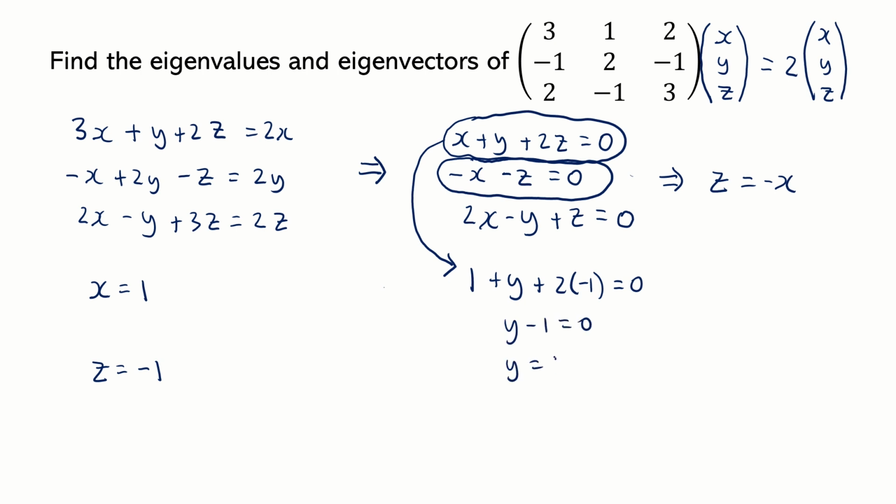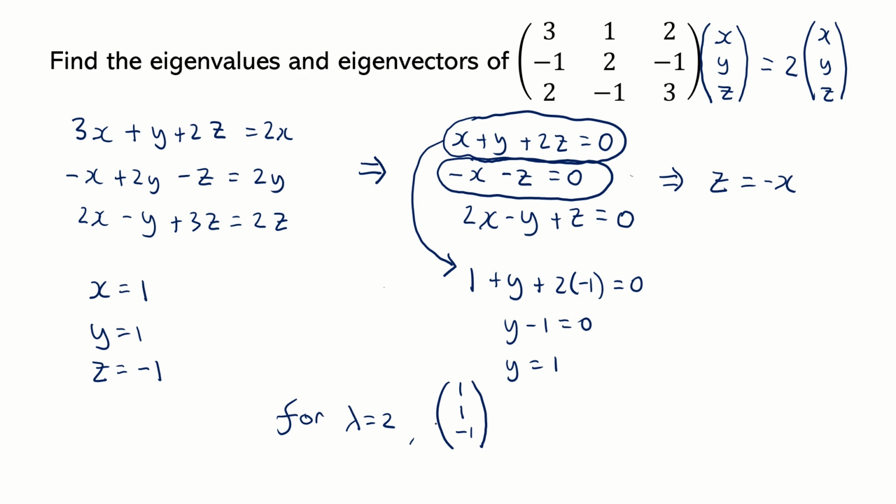So that tells me that y is equal to 1, and therefore we have found our first eigenvector. For the eigenvalue of lambda equals 2, we end up with the eigenvector of (1, 1, -1). Now it's worth pointing out this isn't the only eigenvector for this eigenvalue, but you just need to find one that works with this particular eigenvalue.